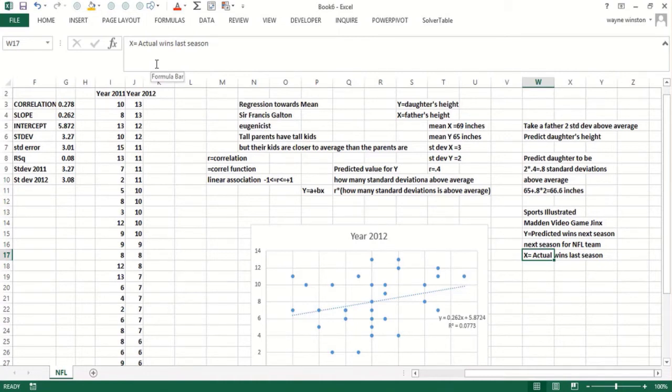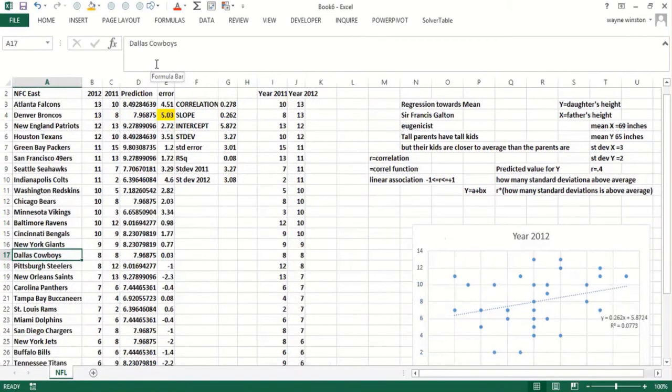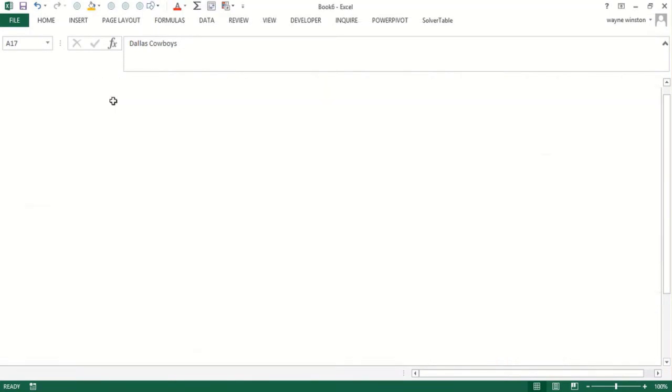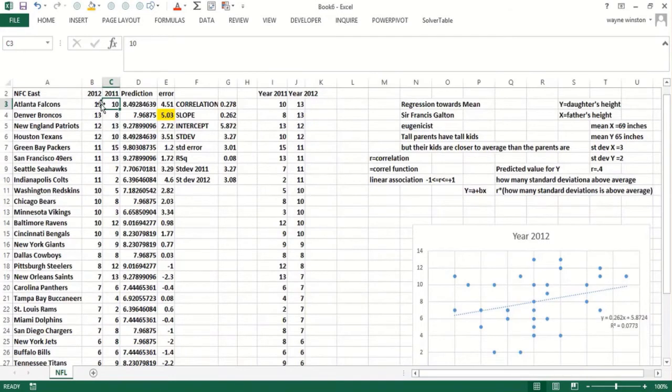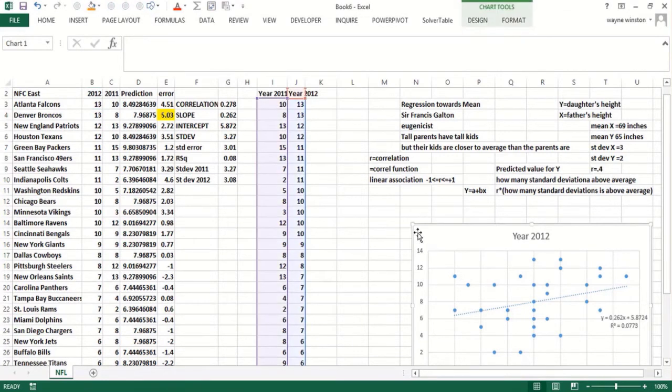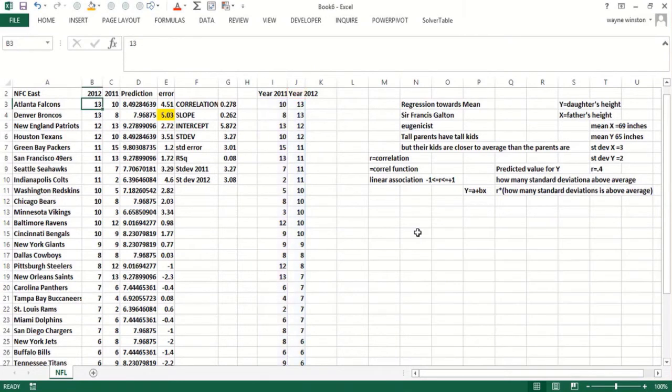Okay, so let's try and examine this. We have data. We have 2012 wins for every NFL team and 2011 wins for every NFL team. So we want to predict Y from X. Now, there's a couple of ways you can do this. We'll get the correlation, but you can do what's called the trend curve. You can graph this stuff. Now, you should put what you want on the Y-axis to be on the right.